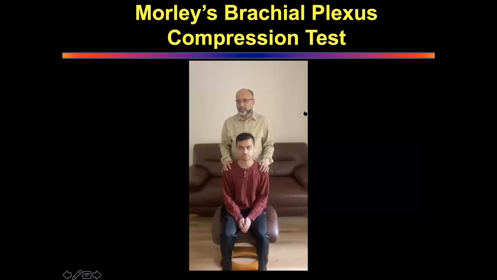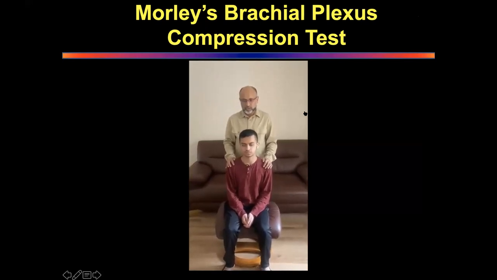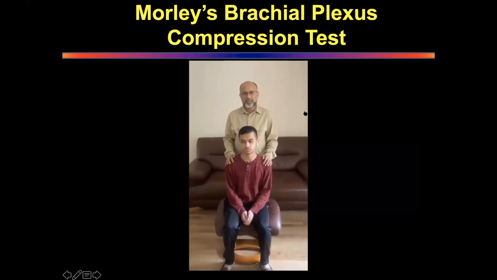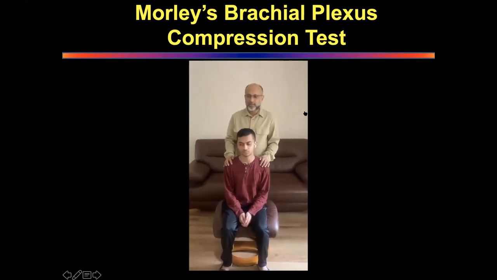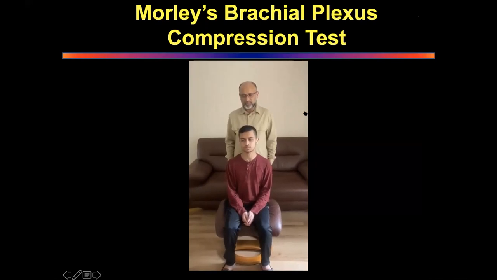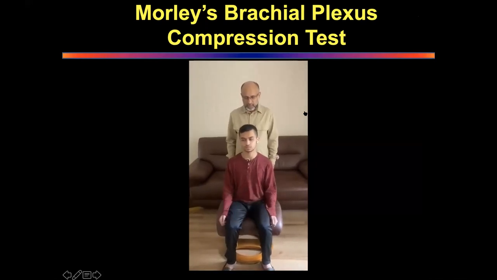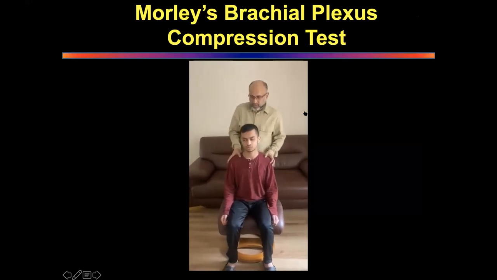The brachial plexus compression test compresses the neurovascular bundle in the supraclavicular fossa. No diagnostic accuracy studies have been conducted reporting specificity or sensitivity. Hence, the clinical value remains questionable. To perform the test, have your patient sit upright with the arms on the side of the body. The examiner then compresses the supraclavicular fossa for 30 seconds.